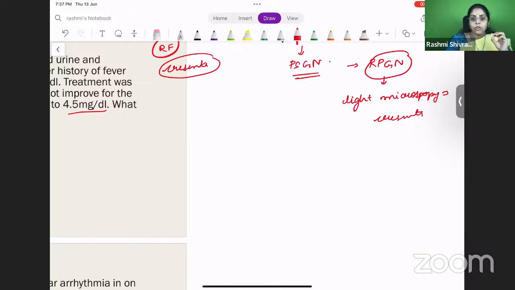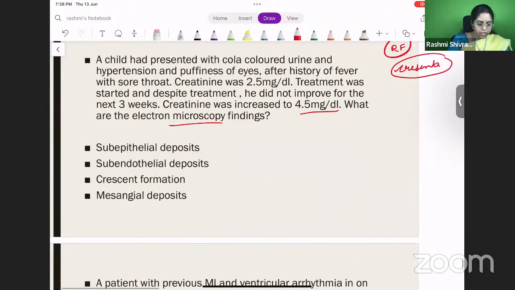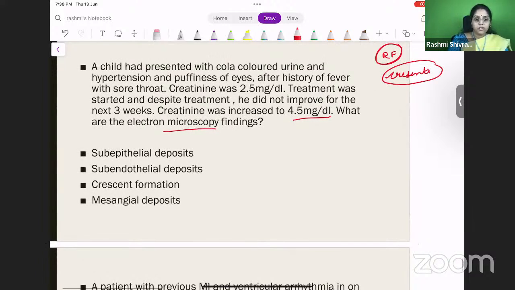One characteristic thing that you always remember when you study about PSGN is lumpy bumpy deposits, right? So where do you find this basically? It is found in the electron microscopy. Which region? Subepithelial region. So in this question, what they have asked is actually an electron microscopy finding and not a light microscopy finding. If they ask about the light microscopy finding, you would expect to find crescents. But in this question, they have asked about subepithelial deposits, the electron microscopic finding. So the answer to this question will be subepithelial deposits.